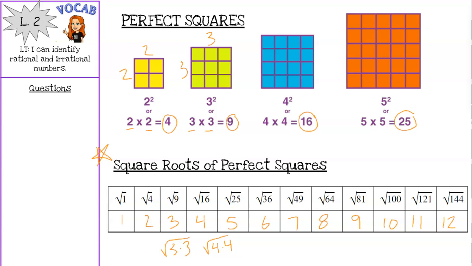So the square roots of perfect squares are going to be rational numbers. But all the square roots in between are not rational, they're irrational. So like the square root of 74, it's between 64 and 81, that's going to be irrational. It's not going to come out to a nice whole number.